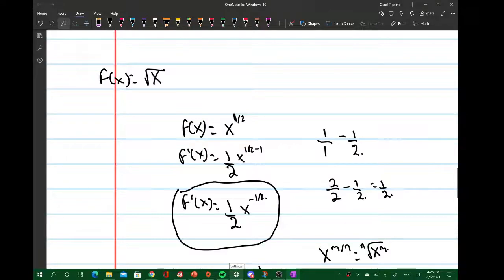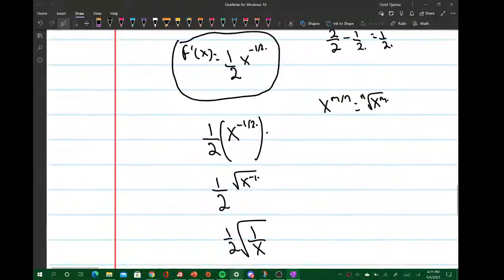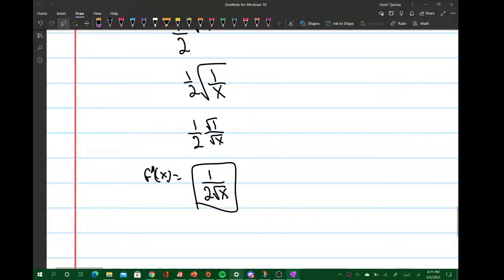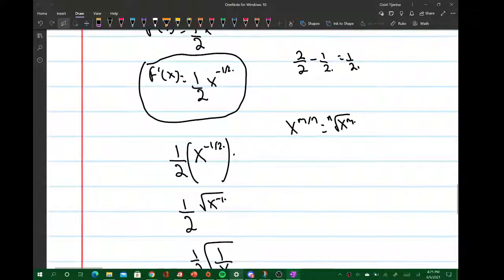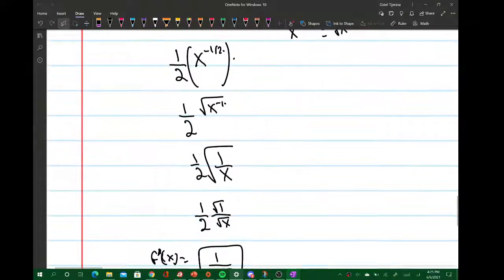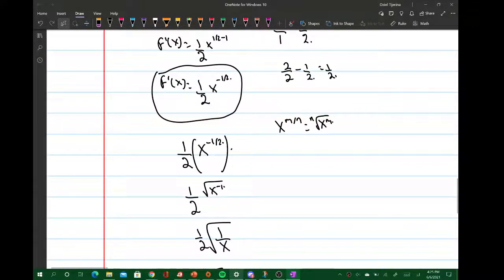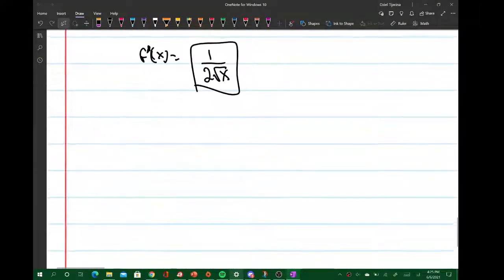But sometimes, and the reason why I push you, whoever's watching this, I push you to think more, to go further, is because we want to know how to actually turn this into radical form, like we did in college algebra, and know how to actually do it for other derivatives as well.